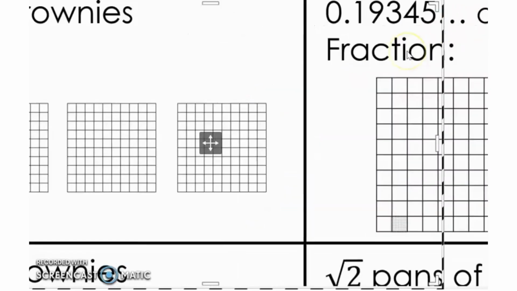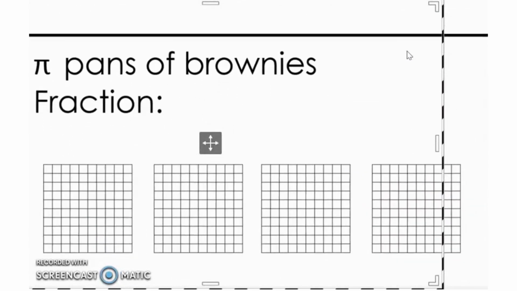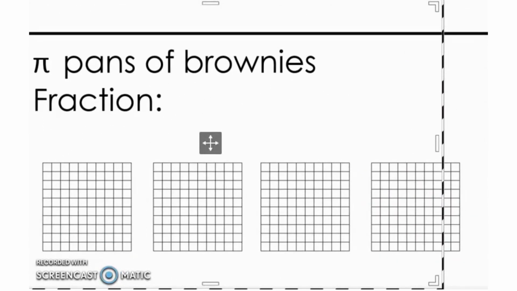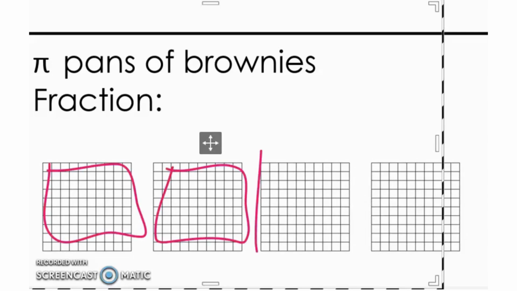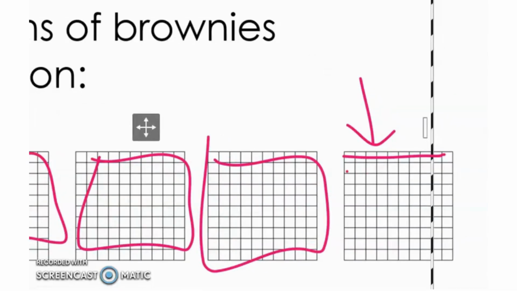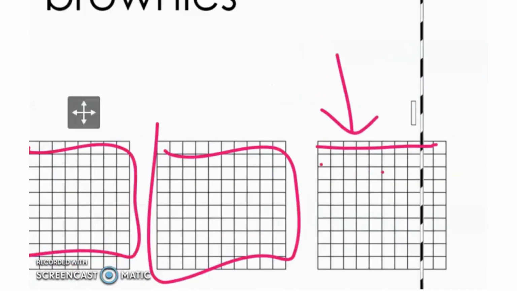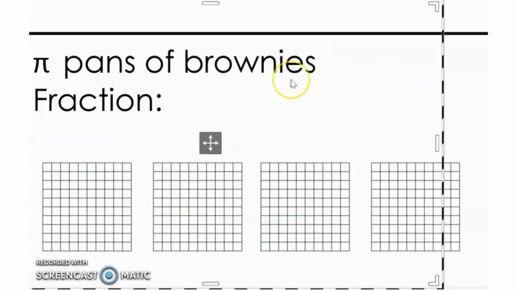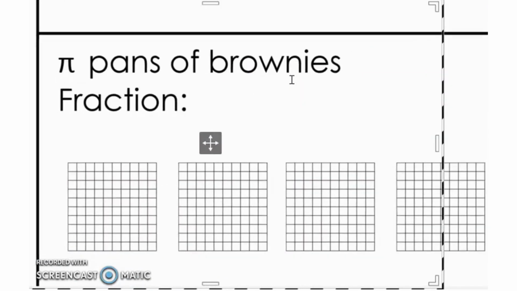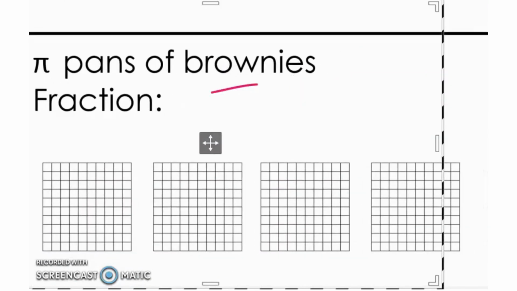All right, 2 more to go. All right, pi pans of brownies. Pi is 3.141592 yada yada yada. So we know we're going to have to shade in 3 pans. But then this one, that's going to be a challenge. We'd have 1 whole row. We'd have 4 of these, and then we'd have to break it up even smaller, which is too much work, too stressful, don't want to do it. This is an irrational number. So instead of writing a fraction for this one, you can just say that it's irrational.